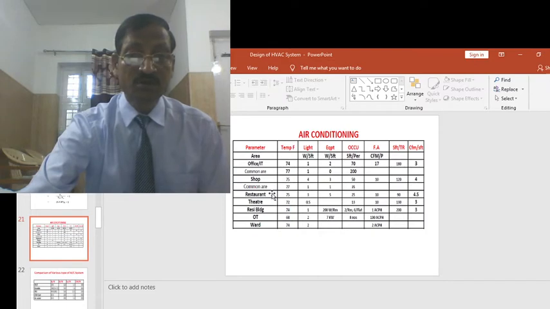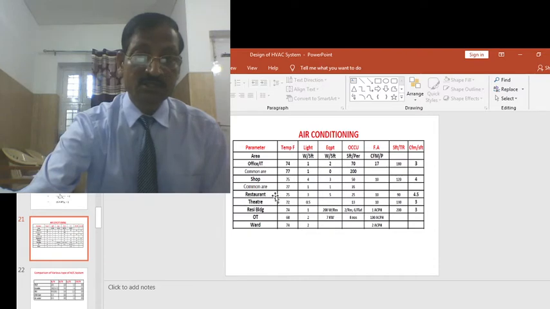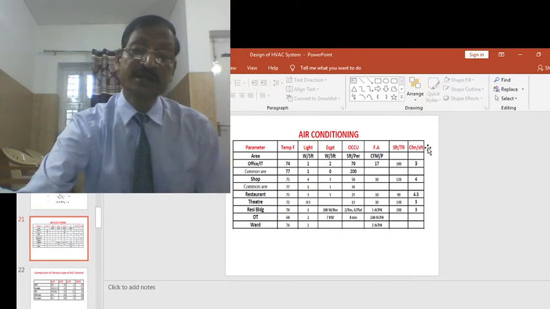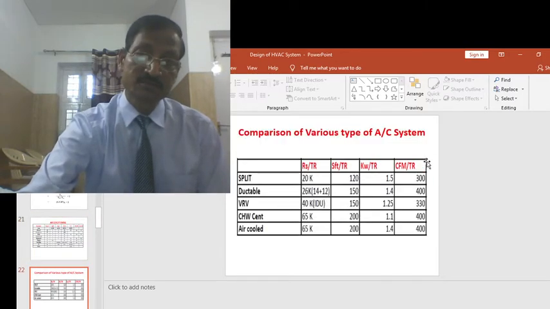Similarly, for commercial areas, restaurants and residential buildings: 74 degrees Fahrenheit, lighting load 1 watt per square feet, equipment 200 watt per room, occupancy 2 per room or 6 per flat. Fresh air requirement is 1 air change per hour. The total load is 200 square feet per ton and 3 CFM per square feet. So this can be referred to as a ready reckoner.